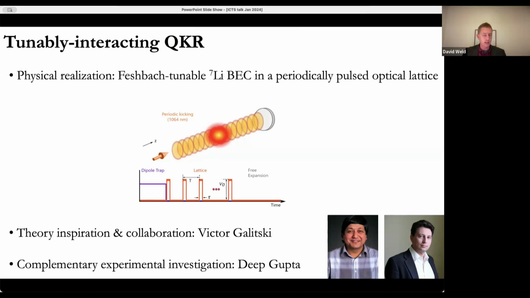And this experiment really came from a lot of discussions and inspiration from Victor Galitski, our main theory collaborator for this project. And we also had a lot of good interaction with the group of Deep Gupta at the University of Washington, who were in parallel doing experiments exploring a similar phenomenon. And the resulting papers ended up being published back to back in Nature Physics.